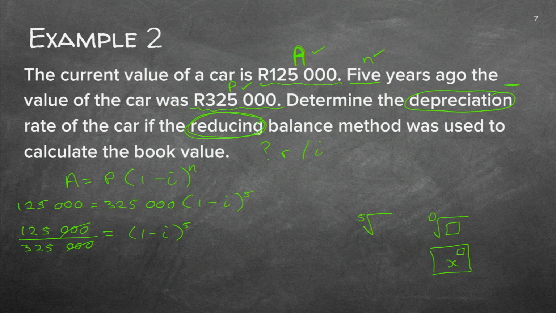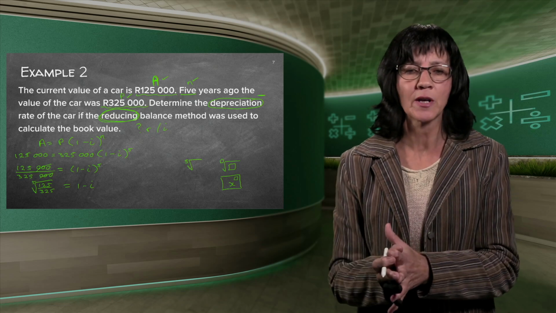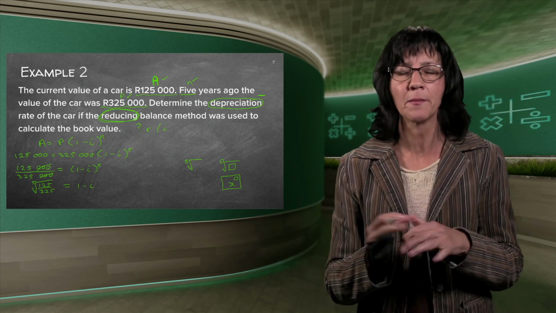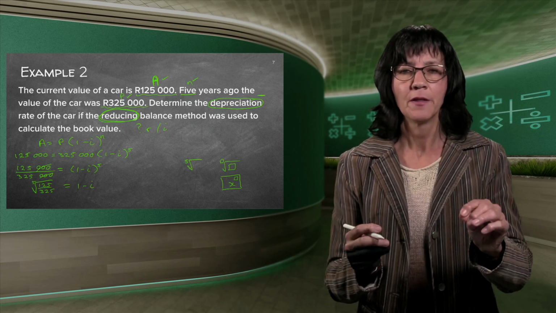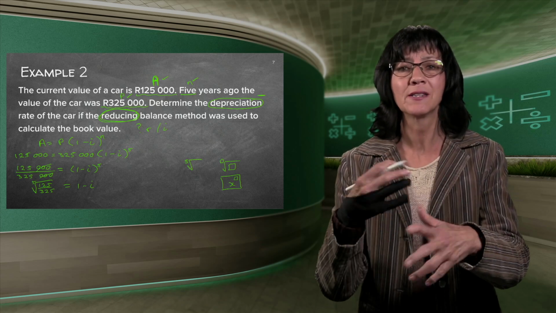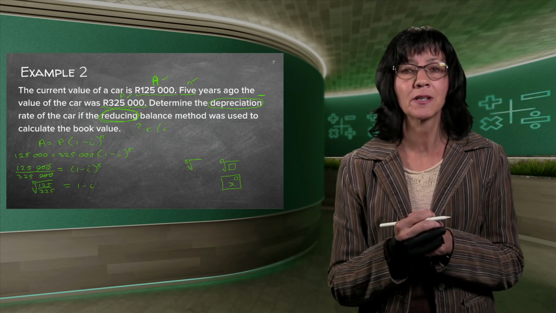So let's quickly do that. Oh, I'm not done yet. I'm going to just write it down. 1 minus I is the 5th root of 125 over 325. Now let me just stop here quickly. You remember previously I said don't work this out on your calculator and then start and fiddle with the 1 and the minus I. Make sure that you've got the I all alone first. The minute you start working with your calculator, you're going to tend to round off and then you will not have the right answer. So I'm first going to get the I all alone.